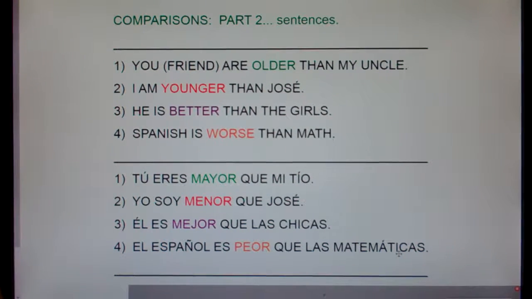And again, in Spanish, we expect to stress the next to last vowel. But listen to this, listen to math when we stress the next to last vowel. Matematicas. So that accent mark says, hey, don't stress the next to last vowel. Don't say matematicas, say matemáticas. All right, this has been Comparisons Part 2.